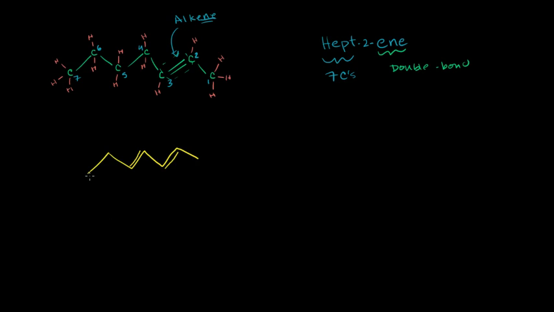Well, once again, we have 7 carbons. 1, 2, 3, 4, 5, 6, 7. So we're still going to have a hept here. And it's still going to be an alkene. So we put our ene here. But we start numbering once again closest to the closest double bond. So 1, 2, 3, 4, 5, 6, 7. But now we have a double bond starting at 2 to 3. So it'd be hept 2. And we also have another double bond starting from 4 and going to 5. So hept 2, comma 4 ene. That's what this molecule right there is.